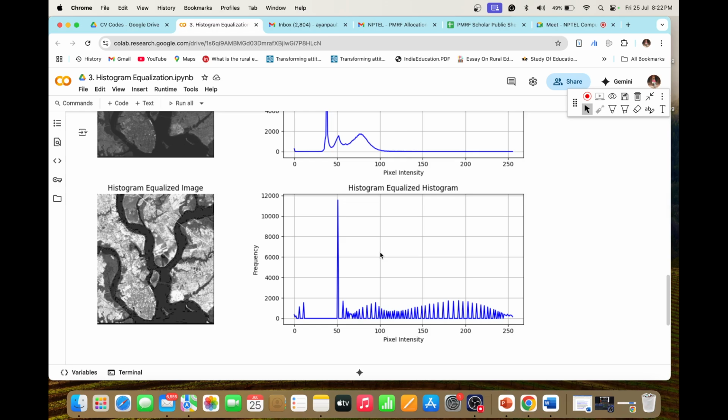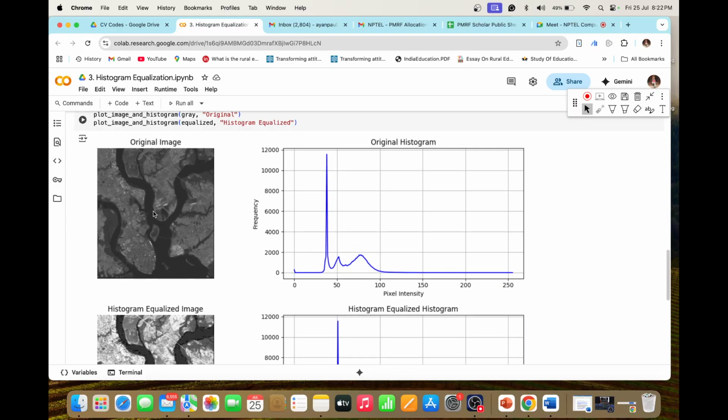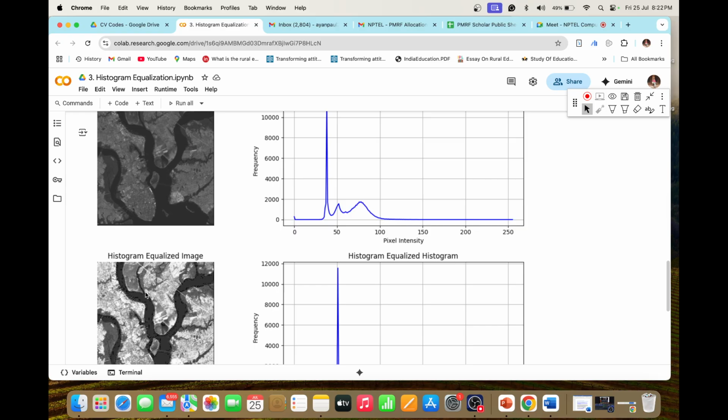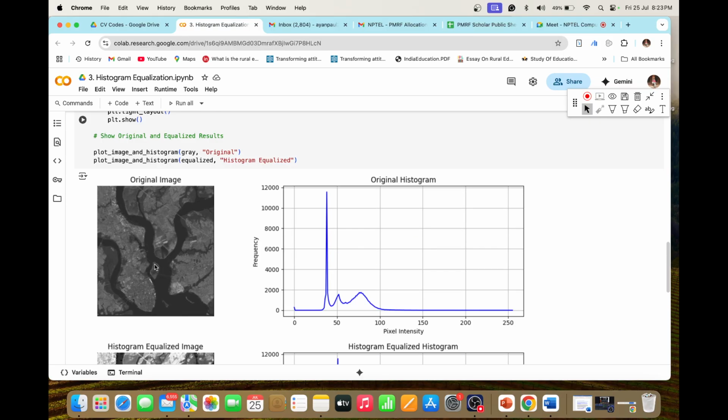But whenever we do this equalization, we are just spreading our peaks to all the intensity values. Earlier this was our image, now contrast enhancement is happening, and this is our resultant image after histogram equalization. Earlier we had a peak at only one place, so the enhancement was not good. But now as we have peaks at different intensities, our image is more enhanced. Okay, so this is histogram equalization.